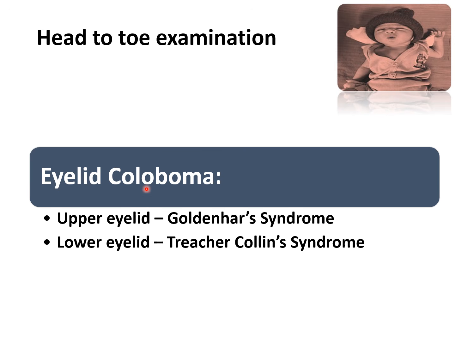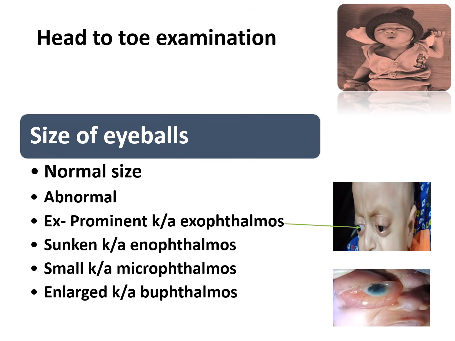Then check the eyelids for coloboma also. Upper eyelid coloboma is seen in Goldenhar syndrome, and lower eyelid coloboma for example is seen in Treacher-Collins syndrome. Then size of eyeball. Is it normal or any abnormal eyeball size? For example, prominent eyeball known as exophthalmos. Here in this image you can see baby is having prominent eyeballs. Shrunken known as enophthalmos, small size of eyeball microphthalmos, and enlarged size known as buphthalmos.